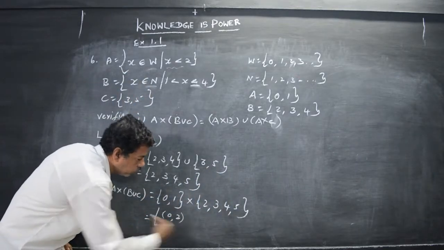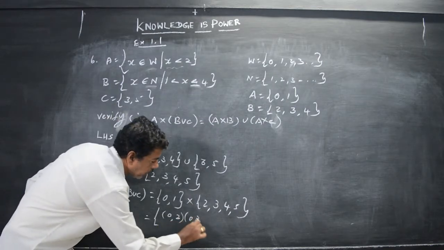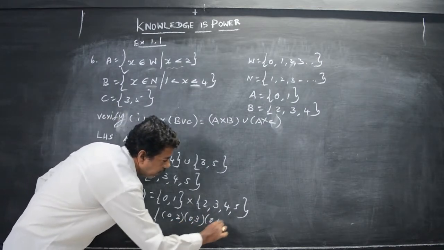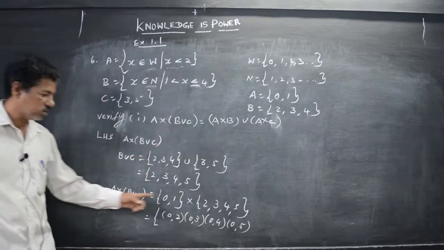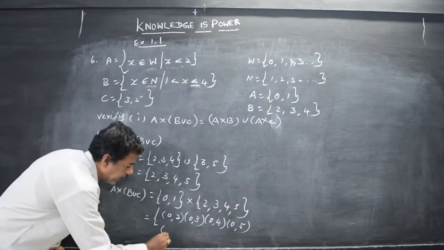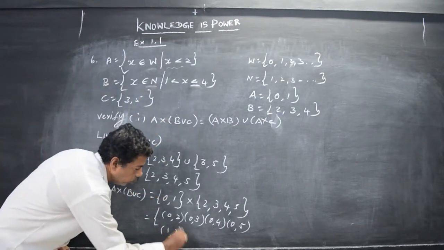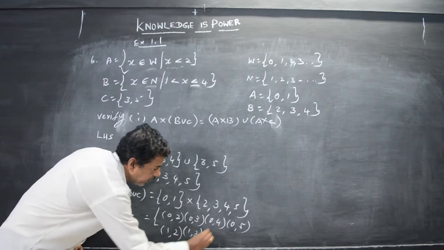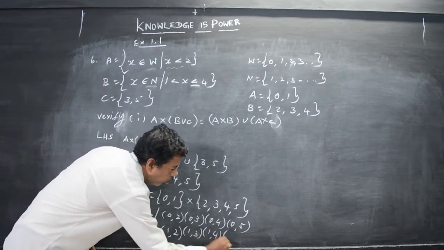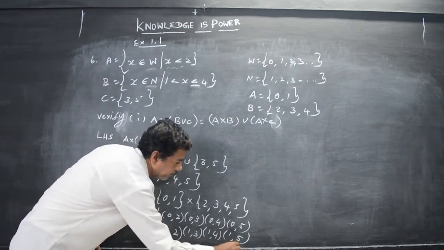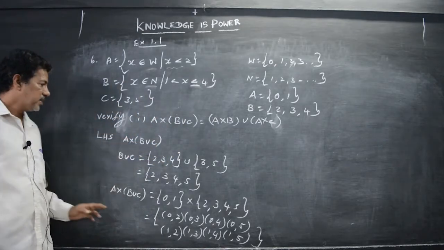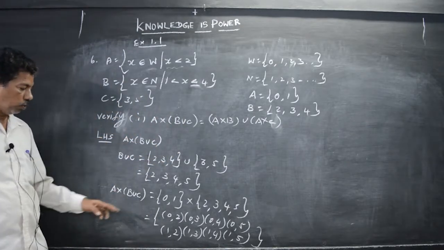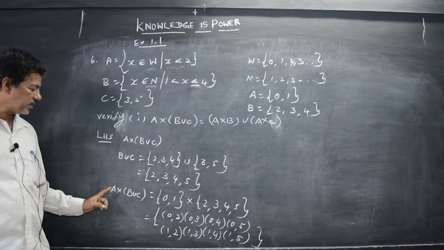0, 2, 0, 3, 0, 4 and 0, 5. First set of values. Now take out that 1. Second element: 1, 2, 1, 3, 1, 4, 1, 5. So these 8 elements will come on that left hand side. So LHS we have proved. This is the answer for left hand side.